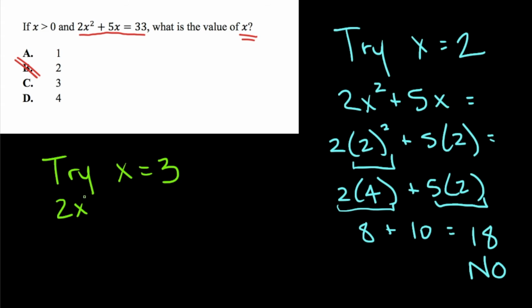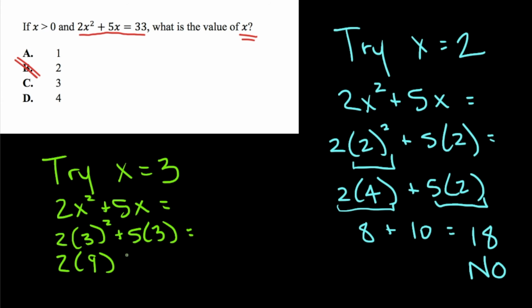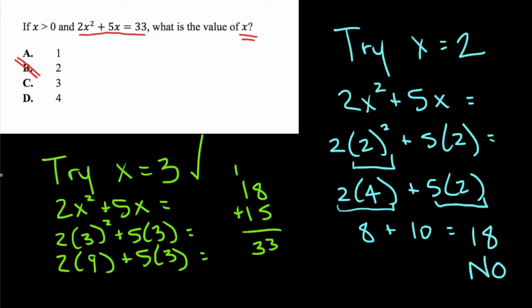So what's the value of 2x squared plus 5x when x equals 3? That's 2 times 3 squared plus 5 times 3. 2 times 9 plus 5 times 3. That would be 18 plus 15. Now let's see what that is. Drum roll, please. We get 33. That's exactly what we wanted. Everything checks out when x equals 3. So that's the answer.